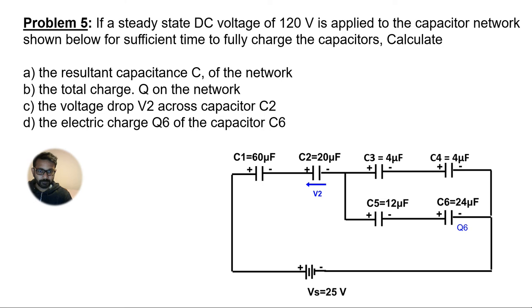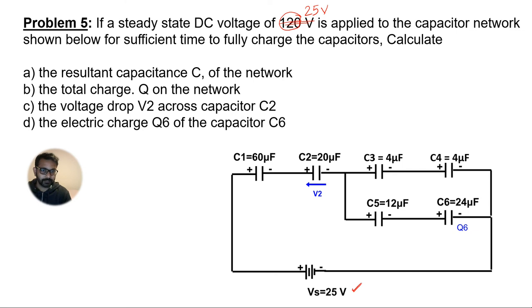Problem number 5 says that a steady state DC voltage of 120 volts is applied. There is a little bit of a mistake here. In the question, 120 volts is given as the applied voltage, but in the figure we have taken it as 25 volts. So let's consider it as 25 volts. Let's say a steady state DC voltage of 25 volts is applied to the capacitor network shown below for sufficient time to fully charge the capacitors.